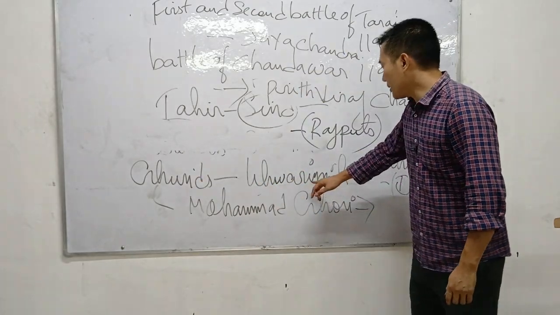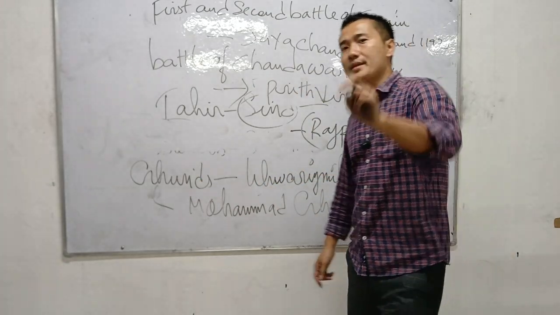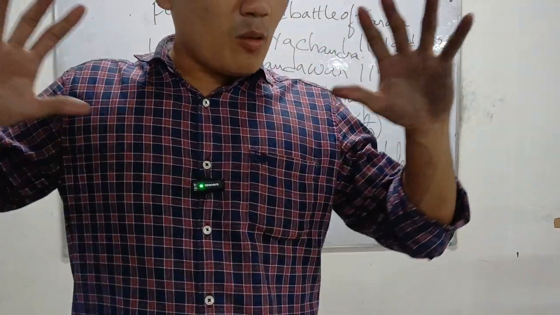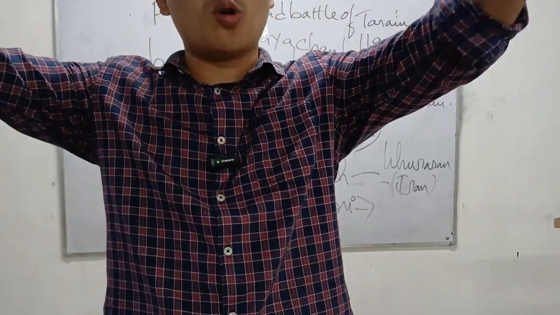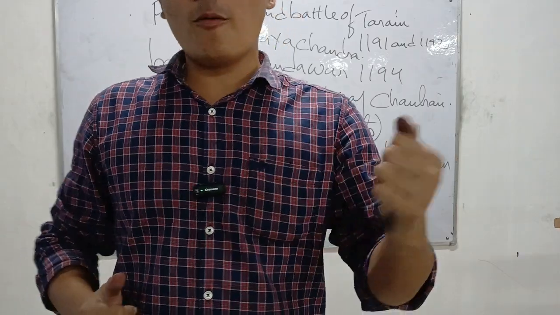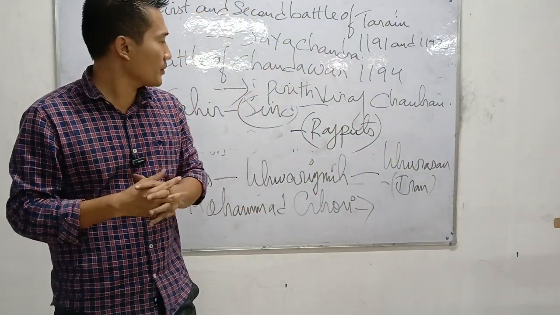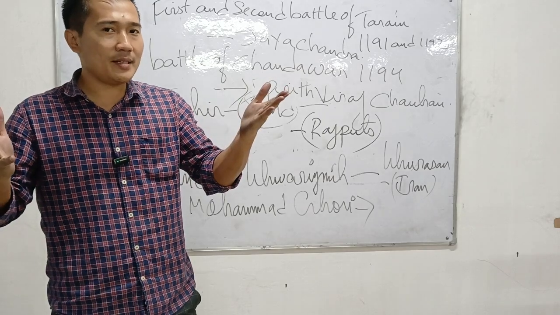Gaurids and Gauri-Khwarezmi dynasty. Two dynasties. They were expanding in Central Asia like anything, growing. The Gaurids are too powerful, and the Khwarezmi are too powerful.